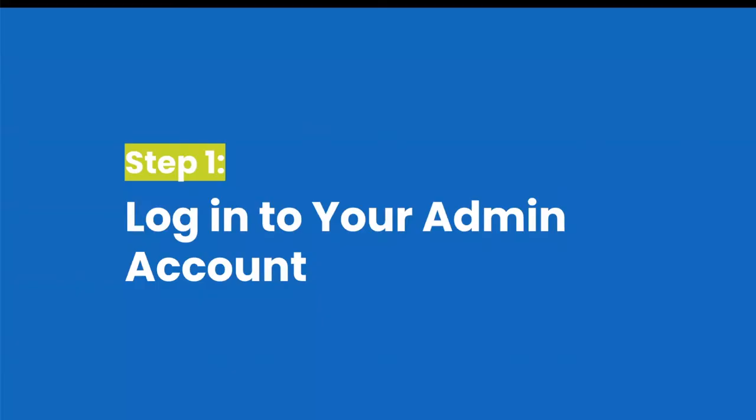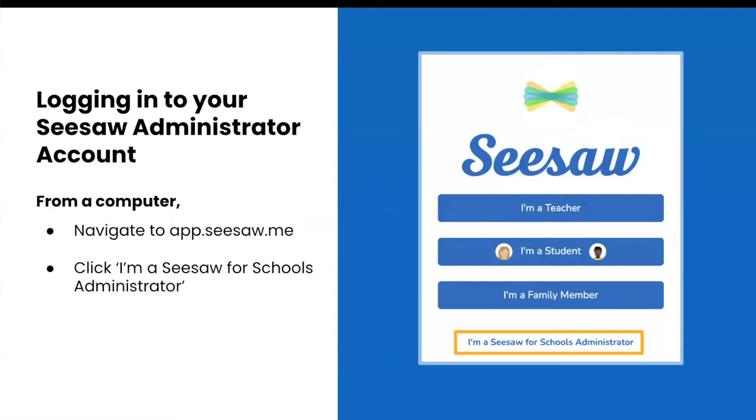So before we get started, let's make sure that you're signed in to your Seesaw for Schools admin account. In order to access your admin dashboard, you must have an admin account in Seesaw. To log in as a Seesaw for Schools administrator, you will need to navigate to app.seesaw.me while on a computer, then click, I'm a Seesaw for Schools administrator. District admin access their roster sync dashboard from their district dashboard. So in order to run a sync, you need to be a Seesaw district administrator.